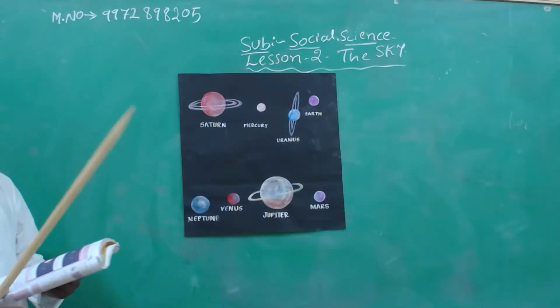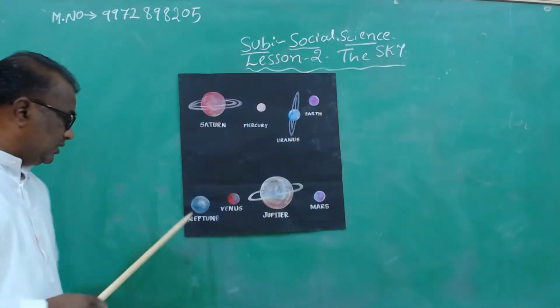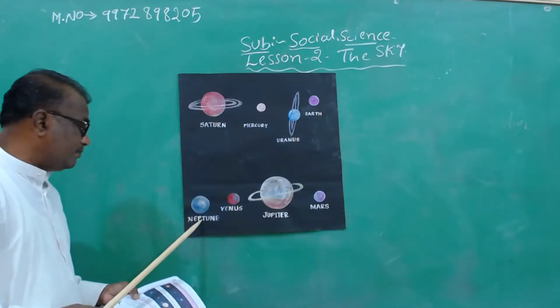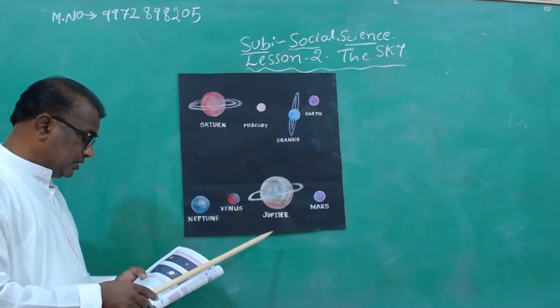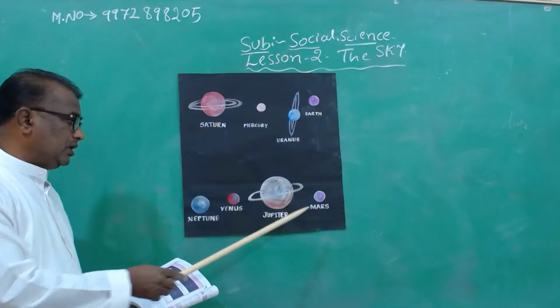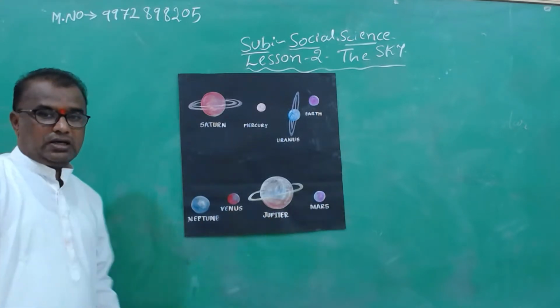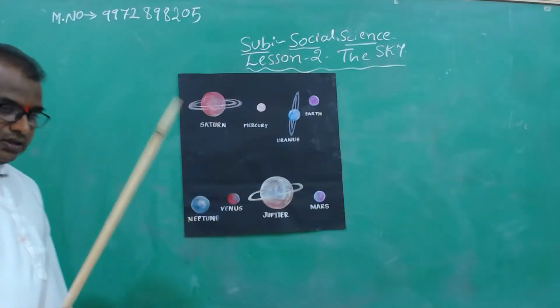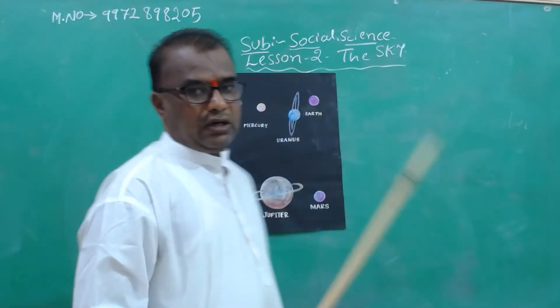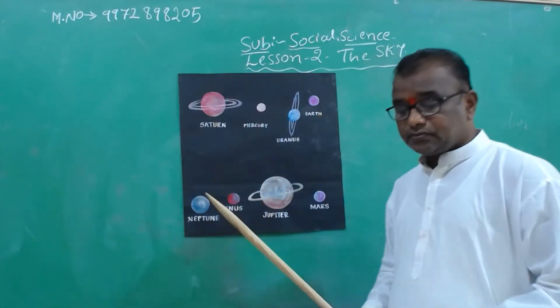Go down. And next, down there is one chart, with photos. The first one is Neptune. Next, Venus. Next, Jupiter. Next, Mars. Like this, you have to note them down, and you can write them in your textbook.